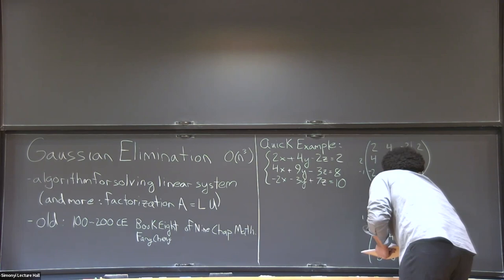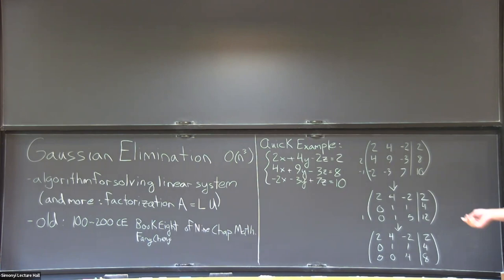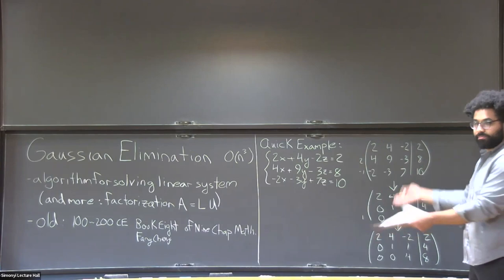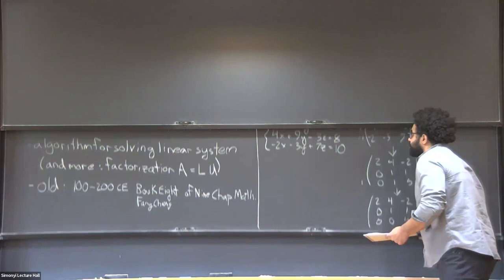Okay, so good. And by back substitution, you can quickly verify z is 2, y is 2, and x is 1, I think. Okay, so Gaussian elimination. But now let's take this procedure that we did, and let's try to think about this in terms of matrices.